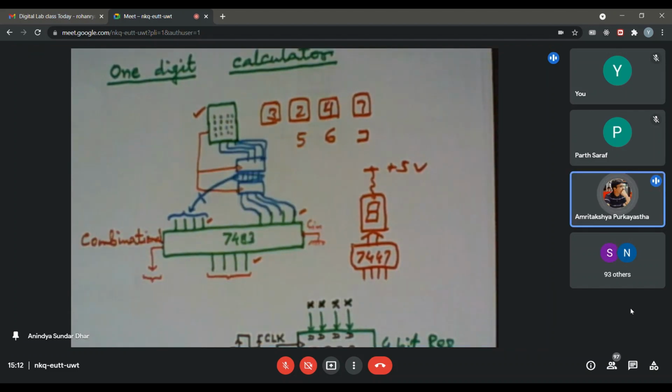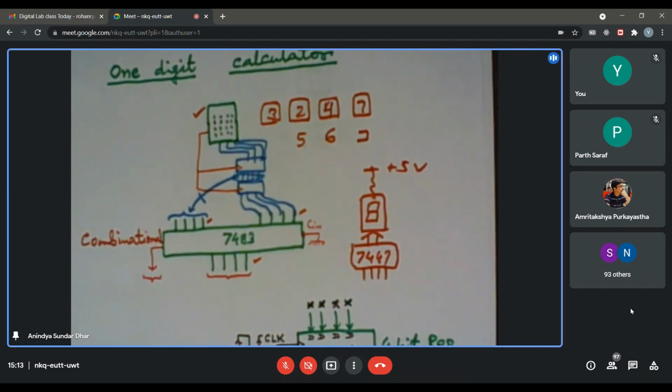The 4 lines can be connected to the driver, and the carry we might connect it to some LED. Okay, so in that case, I think you will be able to see that, I believe.